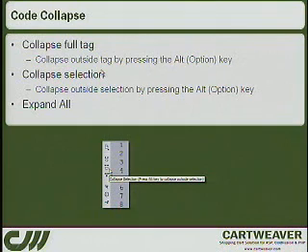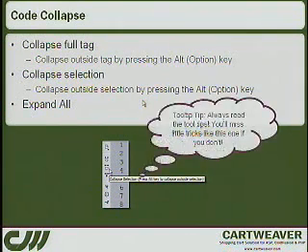It can collapse the outside tag if you press the Alt or Option key on the Mac. You can collapse the outside selection by pressing the Alt or Option key, and I'll show you this. You would know this only if you always read the tooltips, because the tooltip says right here to press the Alt key to collapse the outside selection. So keep an eye out on your tooltips in Dreamweaver, because a lot of times they show you a little tip, and they're actually quite useful.